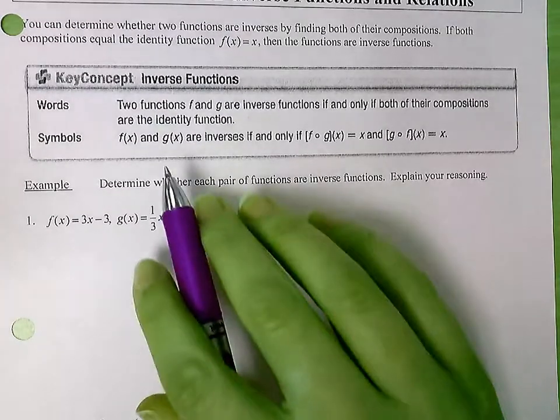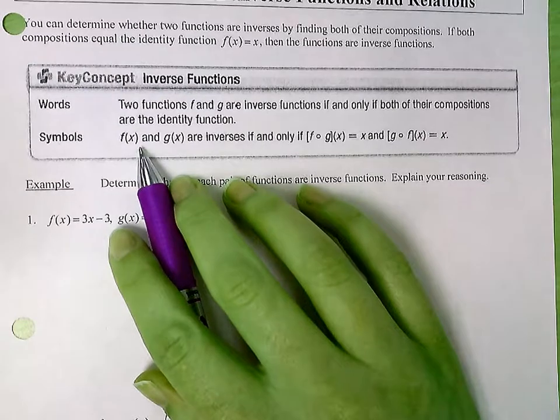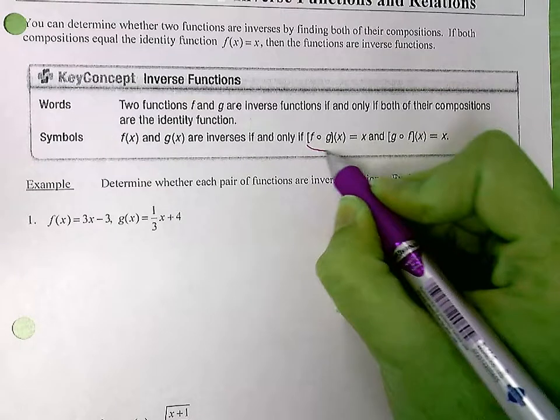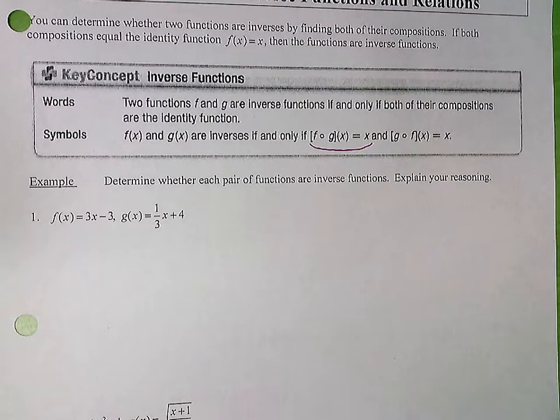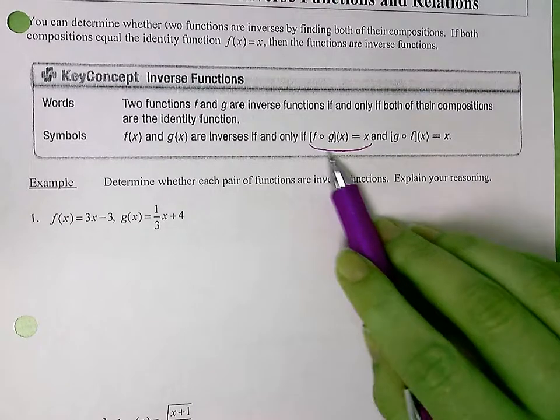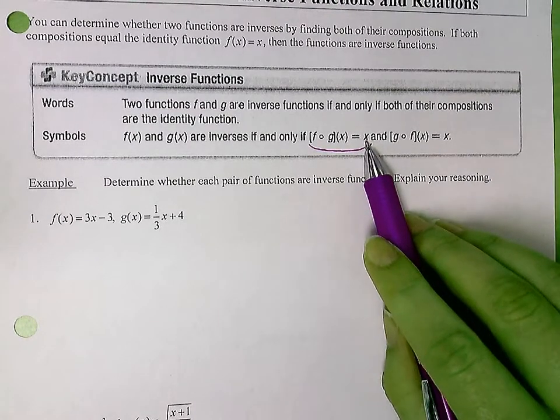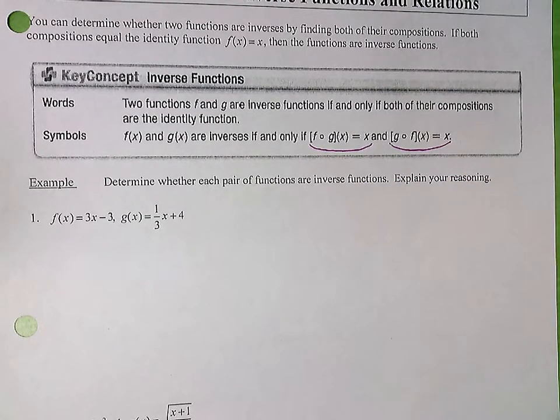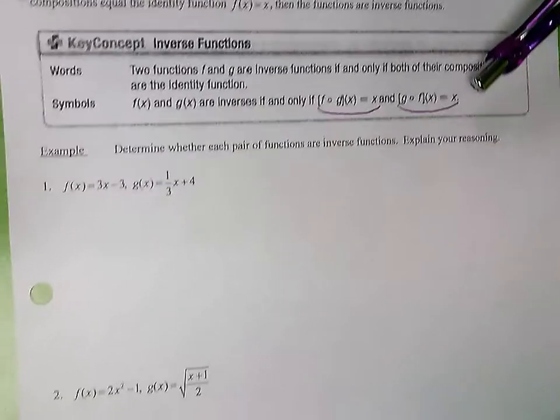So what you'll end up seeing is if f and g are inverses, then once you do that composition, pay attention please, it will equal x. If you take g of f of x, it will also equal x. So you have to do both, reduce it, and see if it just ends up with an x value. I want to go over some examples of that.